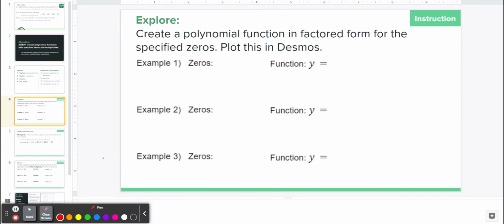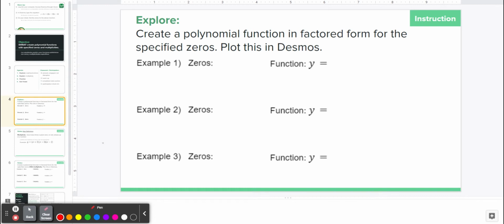All right, so yesterday we were given polynomial functions in factored form. We were able to find the zeros of those functions. Now we're going to work the other direction. So if you need to recover yesterday's lesson, go back to October 10th, watch zeros of polynomials first.